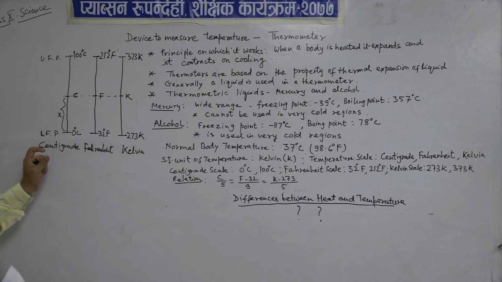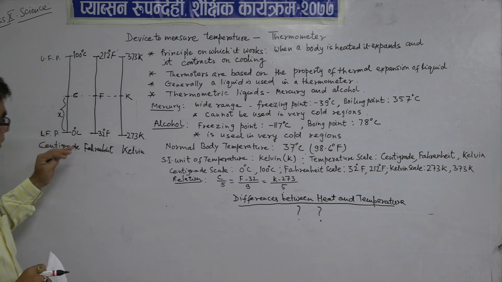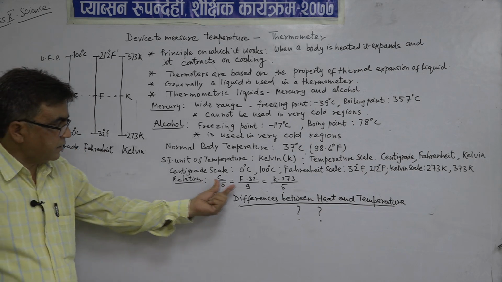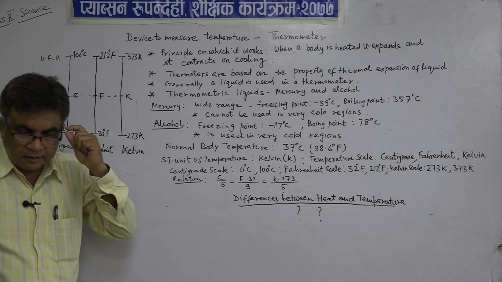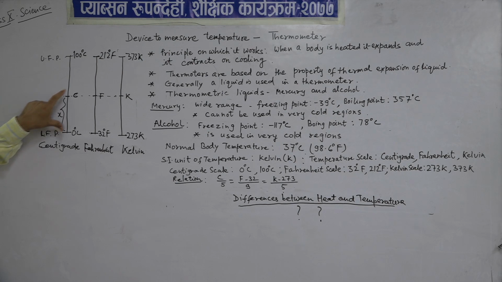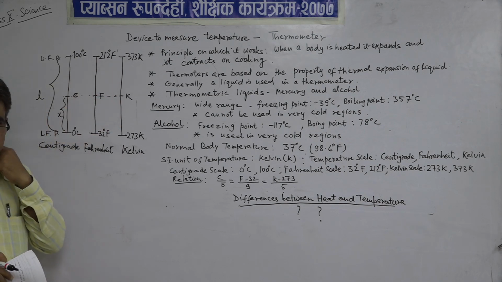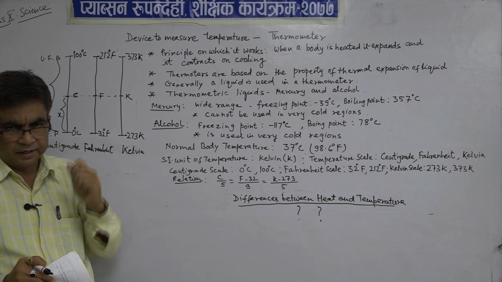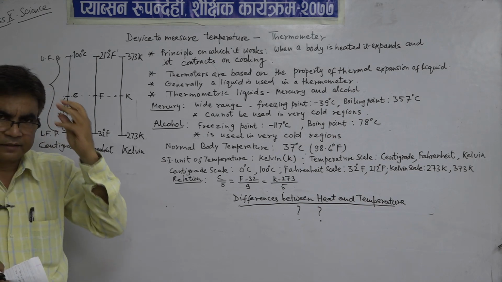What I am going to do right now is explain how this relation has come, so that there shouldn't be any confusion. Suppose this length is x, that means this length is also x, this length is also x, and from the lower fixed point to the upper fixed point, suppose this is your L. So for this also, from here to here L, from here to here L. Now you try to understand.